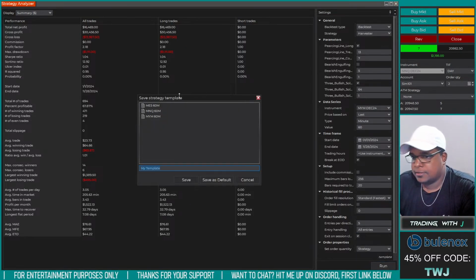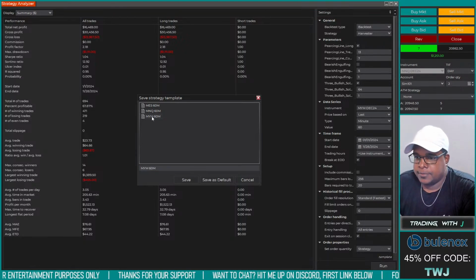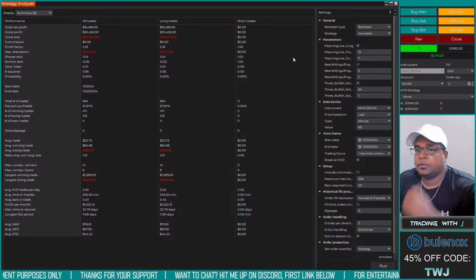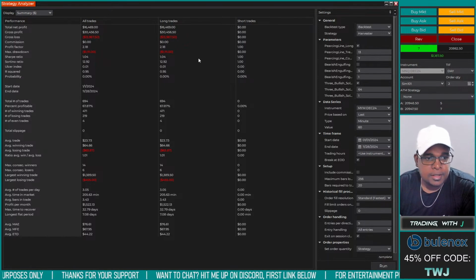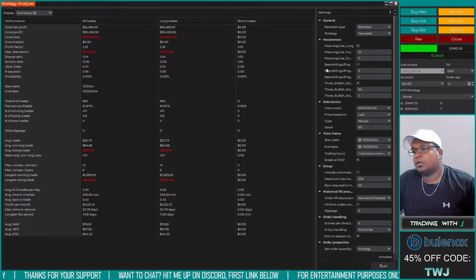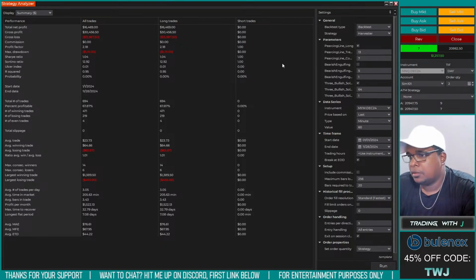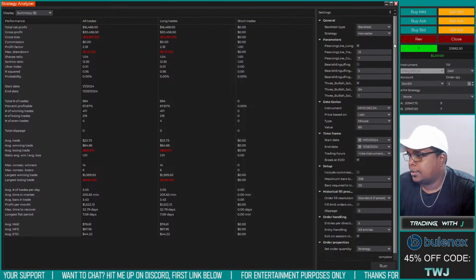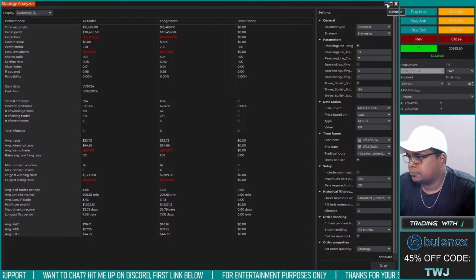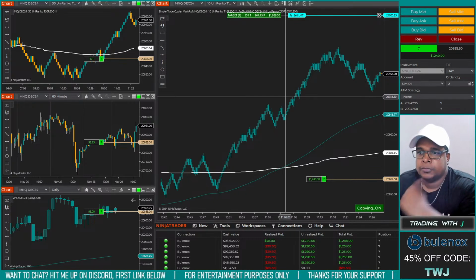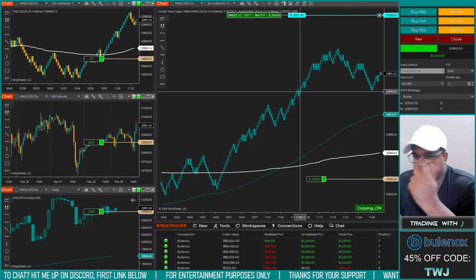We'll save this as YM 60 minute. So yeah, this is three simple strategies for now, looking to use on top step. We're still in this position.